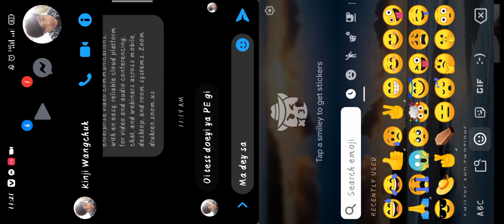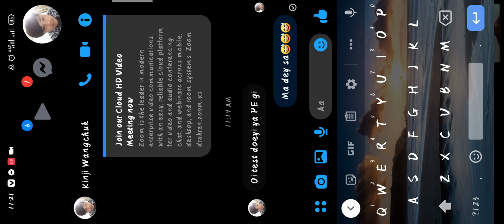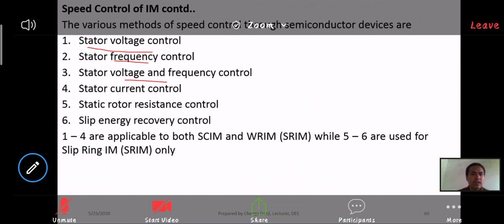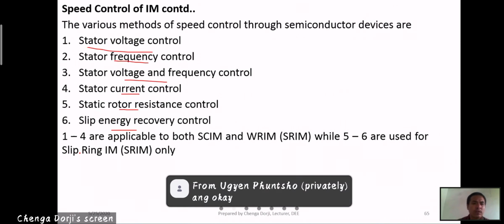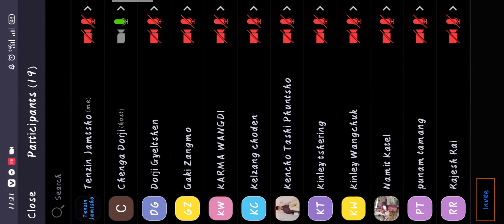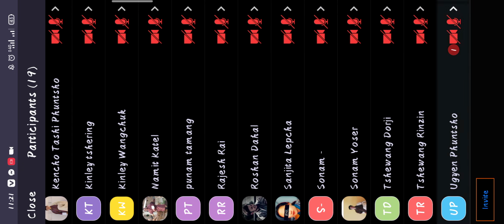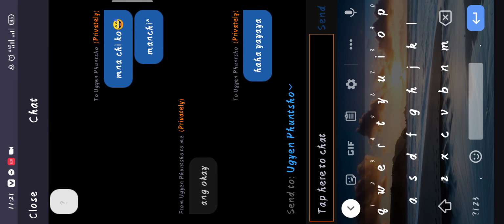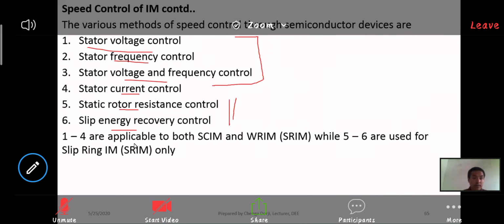So now the various methods of speed control through semiconductor devices are: stator voltage control, frequency control, voltage and frequency control, current control, static Kramer, and static Scherbius. Serial numbers 1 to 4 are applicable for both SCIM as well as WRIM, the slip ring induction motor, while 5 and 6 are used only for the slip ring induction motor, SRIM or WRIM.